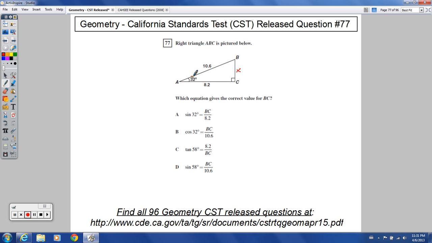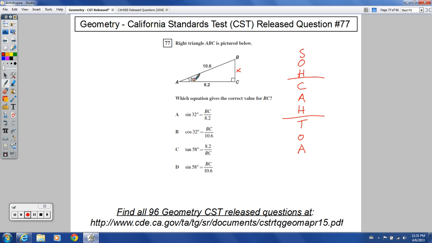If I had to figure out x, I could use tangent would be opposite over adjacent. So let's write that down. I've been writing this down pretty much every trig question that we've had so far, but let's keep doing that. I think that's very helpful. SOHCAHTOA. And so tangent would be opposite over adjacent. So I could use tangent of 32 would be x over 8.2, but I don't see that down here at all.